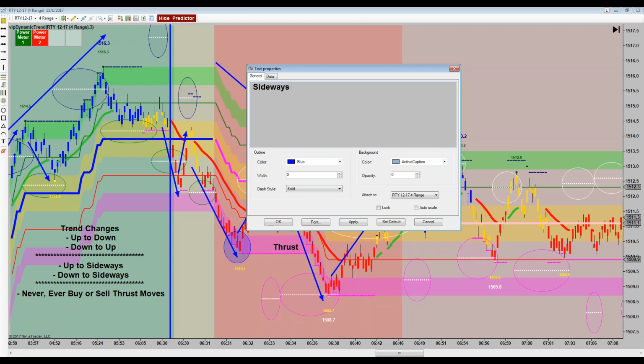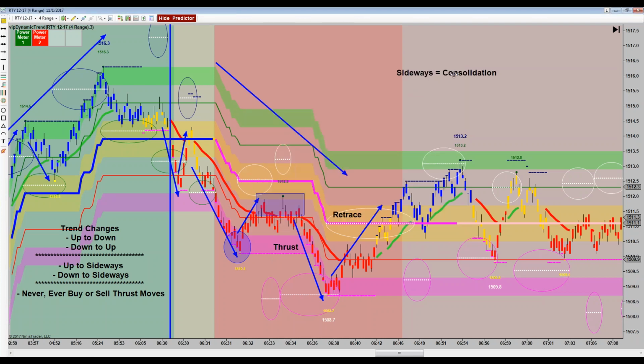Some people call it consolidation, chop. There's different names for it, but from here over, we were in a sideways condition. Consolidation, choppy. What makes this area over here, aside from the background color, different from the area over here and the area over here? What's different about this? Why is this so different than this and this over here?